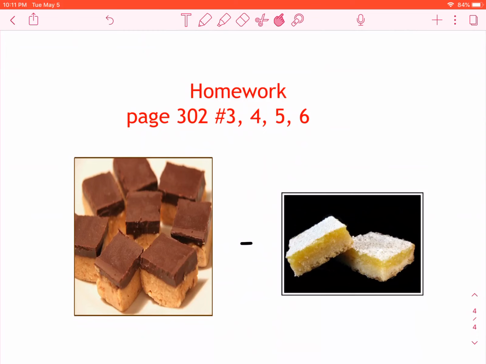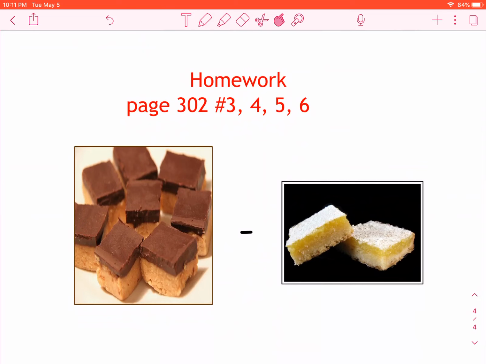I also got some sweet treats. I've been doing a lot of baking at home. Maybe you guys have been trying some new recipes during this quarantine period.